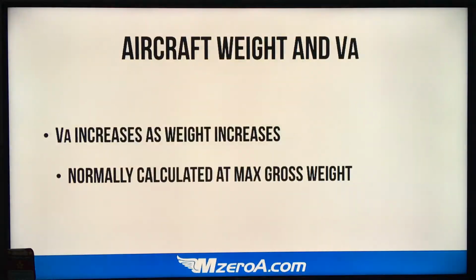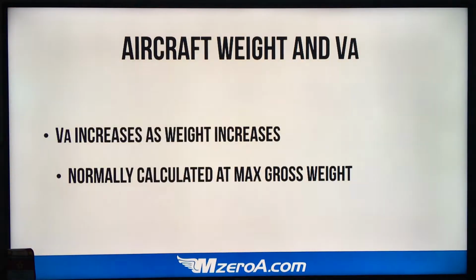And here's what we do know about VA, and I'll share with you how to calculate VA in a future lesson. VA, maneuvering speed, increases as weight increases. Why? Well, our VA, our maneuvering speed, goes up as our weight goes up. Why? Because it's harder for the same turbulent conditions to displace something that's heavier. The same amount of force is applied to a 2,000-pound airplane and a 1,000-pound airplane.